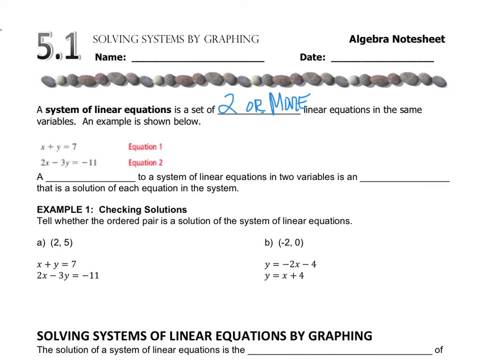Today we're talking about solving systems by graphing. Throughout this chapter we're going to show you 3 different ways to do them. The first method is the graphing method.